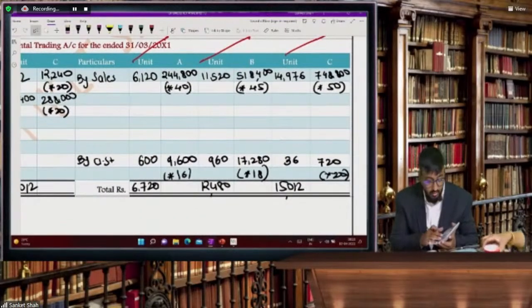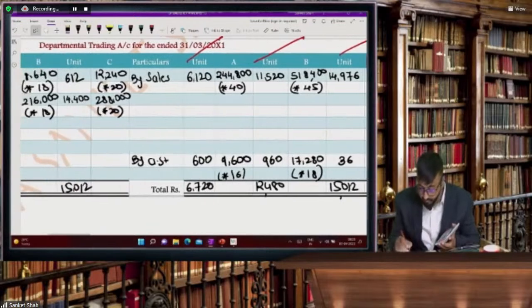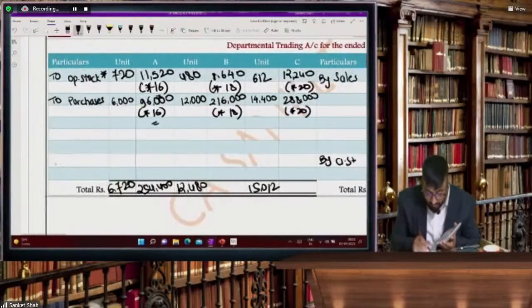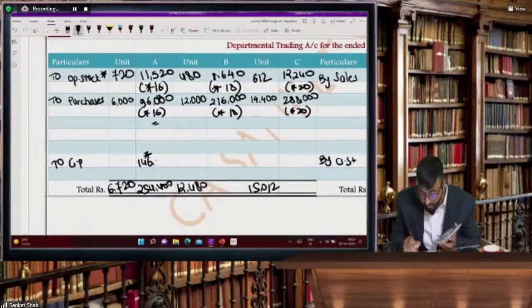Now the shortcut is done. 244,800 plus 9,600. So 254,400. 254,400 minus 11,520 minus 96,000. So what I am getting as GP? GP is the balancing figure. I am getting GP 146,880.